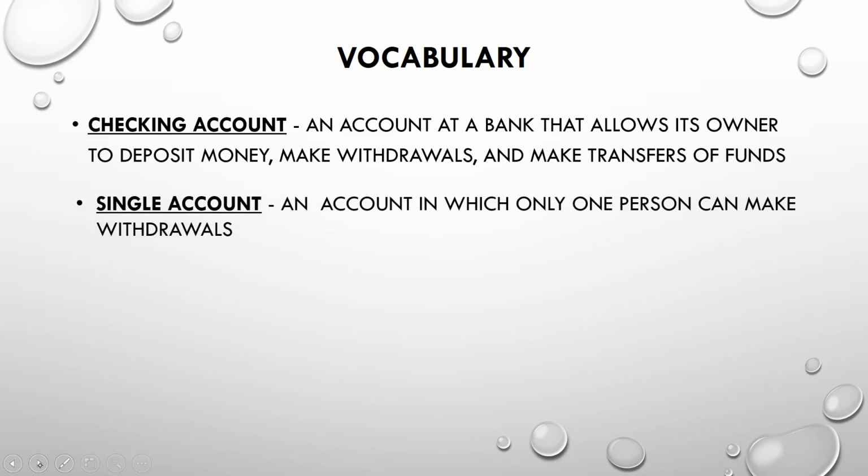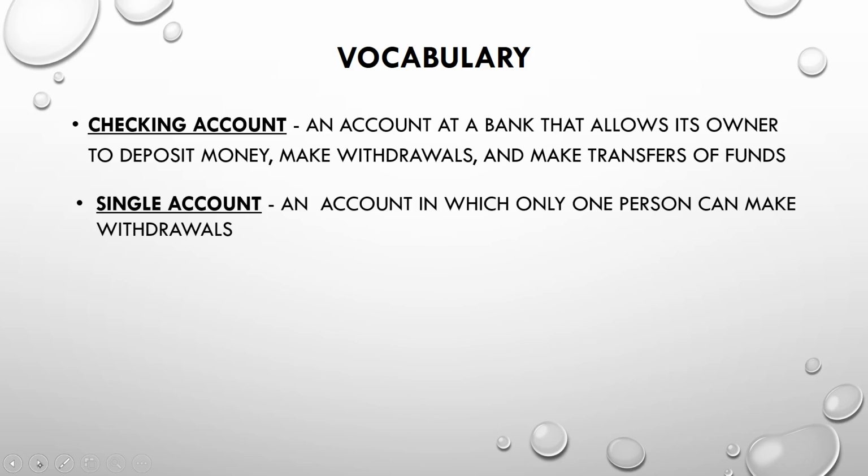Now, checking accounts can come as a single account, which is where maybe you alone are the only person with access to that account. And when I say access, I mean you're the only one allowed to make withdrawals. When you have a checking account, anybody can make a deposit into it, because the bank figures, hey, if somebody's going to put money in your account, you're not going to argue with that. You're going to be happy about it. So it doesn't limit who can deposit into your account. It means that a single checking account limits who actually can withdraw out of that account.